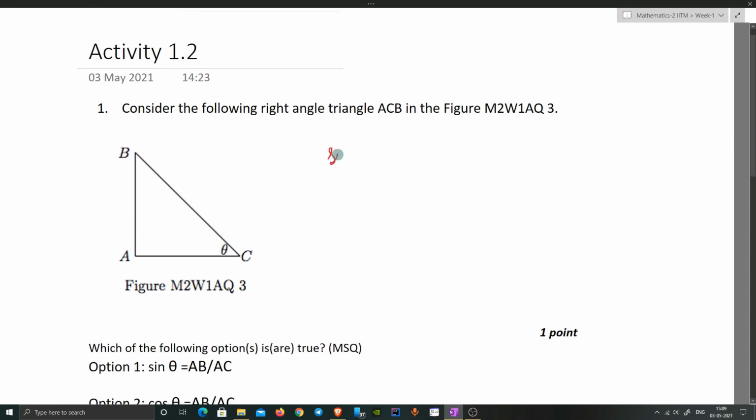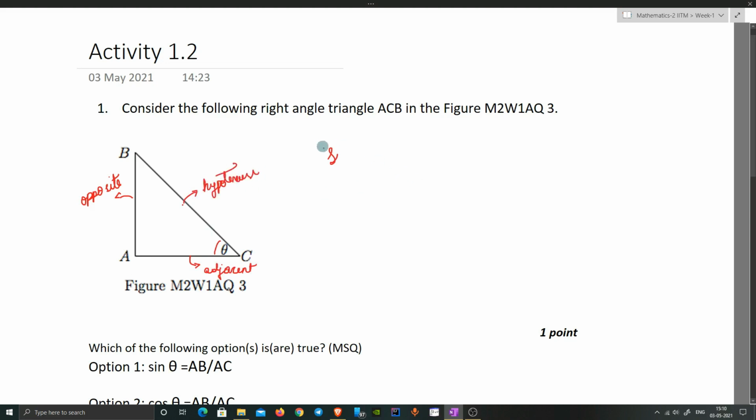So let's say this is the angle theta. The side opposite to the angle theta, that is the side AB, will be called the opposite side, and the side adjacent to it, that is AC, which is one of the sides that makes the angle theta, is called the adjacent side. And the longest side of the right angle triangle is called the hypotenuse, right?